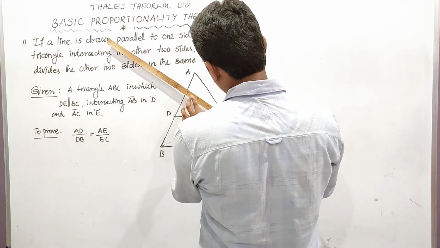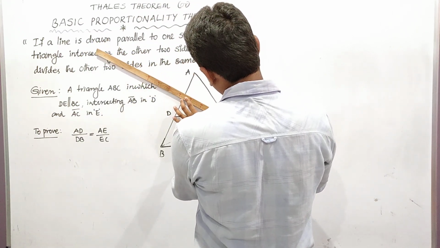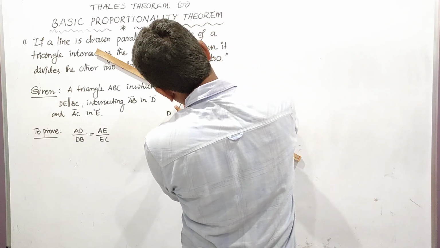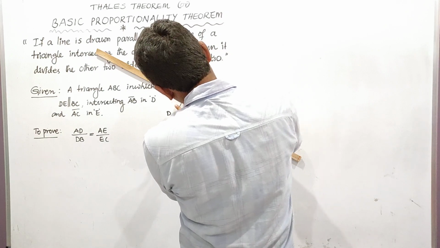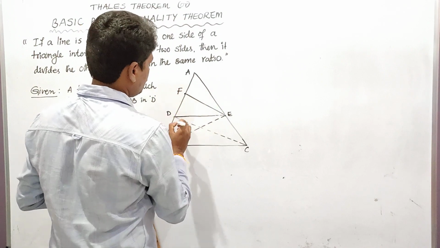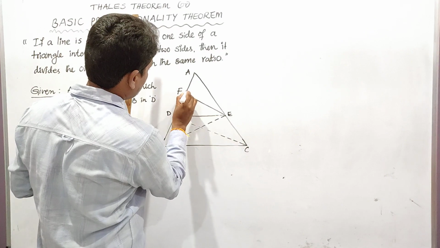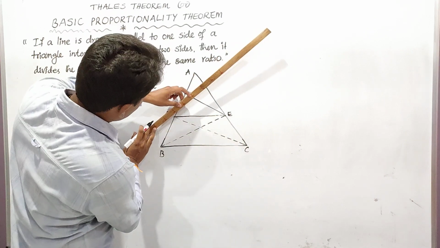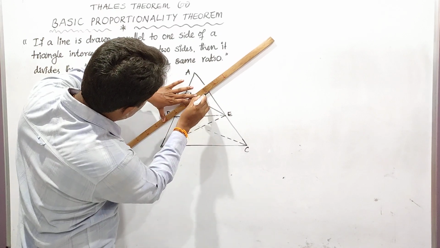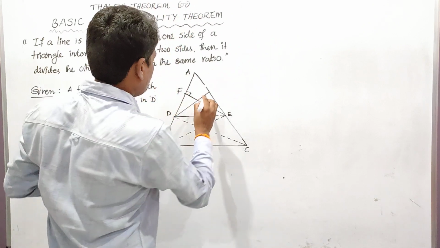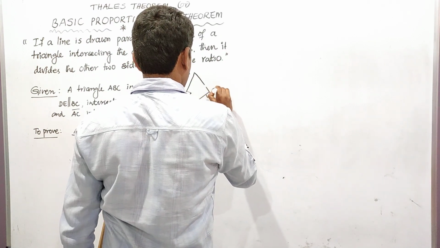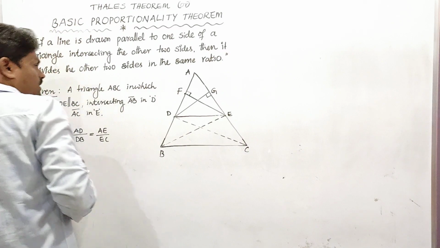So next, draw a perpendicular onto AB, student. So this is the perpendicular. So again, let it be F. Next, draw one more perpendicular onto AC from the point D. So this is the perpendicular, student. Let it be G. So this is our construction, student.